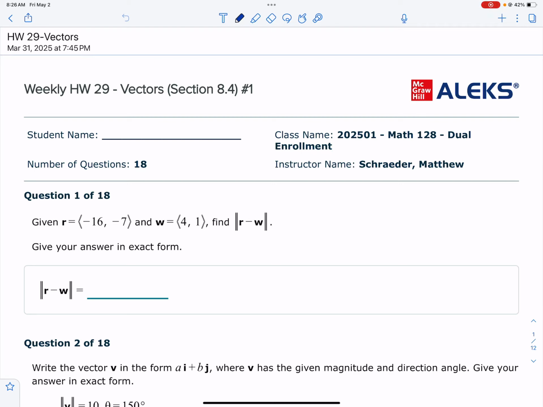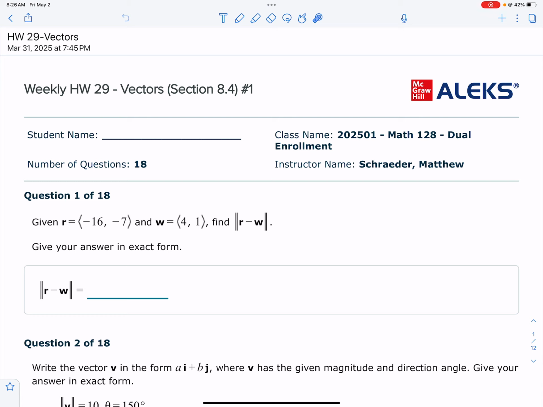Hello, kids. So I think this is our second lesson on vectors. And this is just a little more work with vectors. It's mostly algebraic. I don't think that any of you will really have any issues with this, so this should be fast and easy.